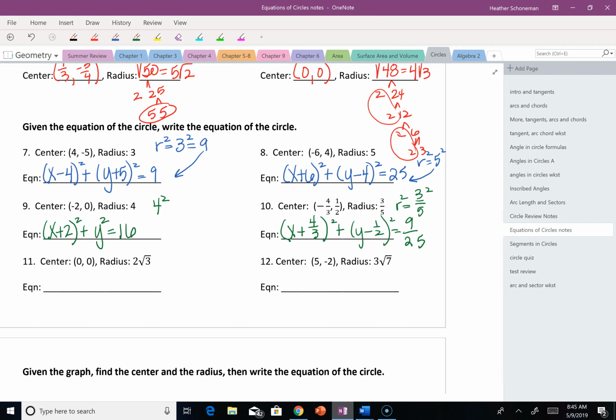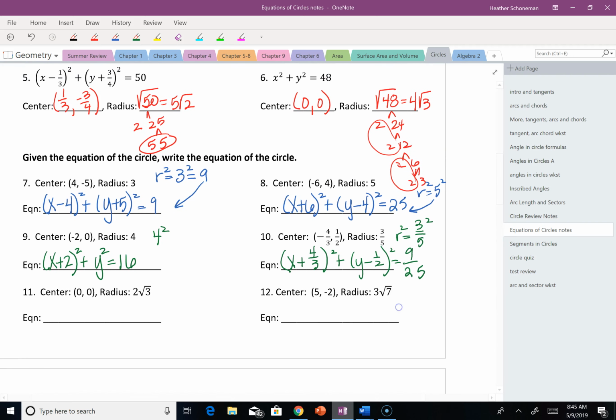On the last one, (0, 0). Now go back and look at 6. When it was (0, 0), remember it's just x squared, y squared, because there's nothing added or subtracted. So we have x squared plus y squared equals, now we need 2 squared times the square root of 3 squared. Well, that means we need to square each number. We've definitely done this before. 2 squared is 4. The square root of 3 squared, the radical cancels, and we just get 3. So 4 times 3 is 12.